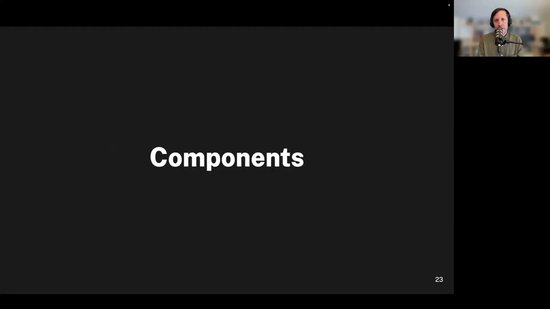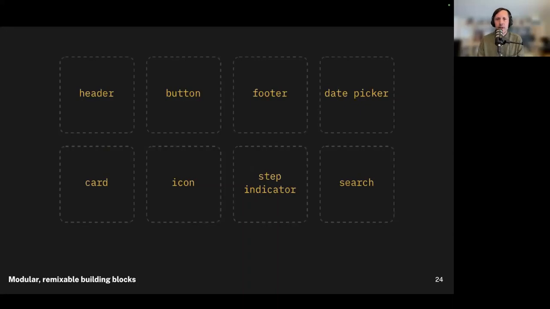Slide 23. And to understand why, it's worth thinking about something we talk about pretty often here at USWDS, and that's components. Slide 24. Components are a way to think about how websites are constructed from modular, remixable building blocks. These are things like headers and footers, buttons, cards, icons, date pickers, navigation, step indicators, breadcrumbs, search, etc.